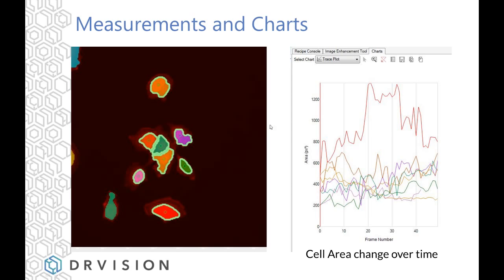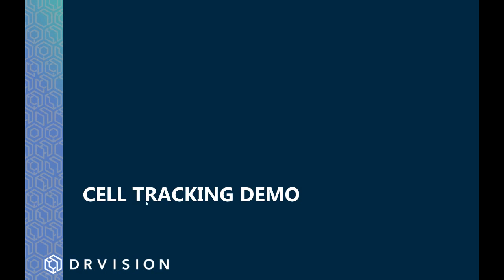So on the left here, you can see some of the cells we've looked at before. Once we've processed how they've tracked over time, we can see certain factors in our chart tool. So this is how the cell area of these cells has changed in each frame. Let's take a look at how we would process this in another quick little demo.